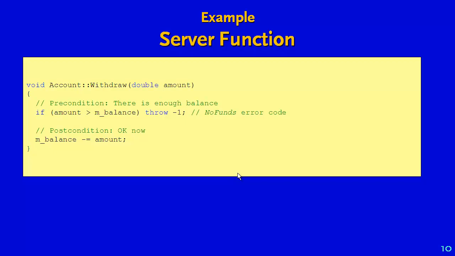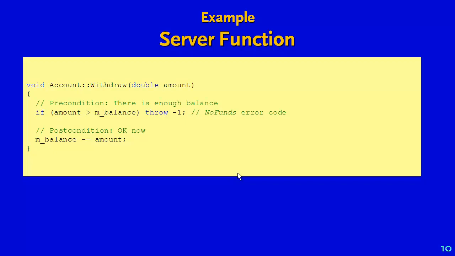So your balance, m_balance, is the amount of money in your account. The precondition is if the amount is greater than the balance, you're not allowed to take money out of the bank if you don't have it. I throw -1, so no funds error code. And at the end, I decrement my balance. So the balance is decremented by the amount. So if the amount is less than or equal to the balance, you can withdraw the amount. So that's the server function. You see the keyword throw. He throws a -1, which is an integer.